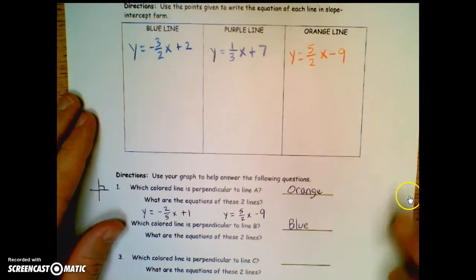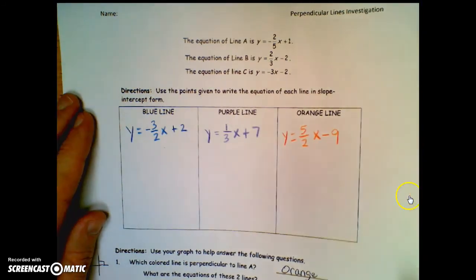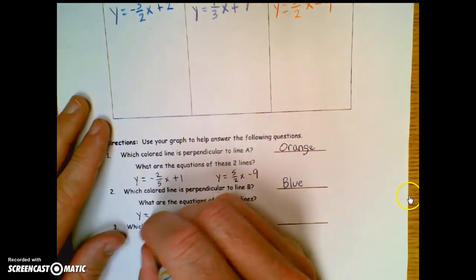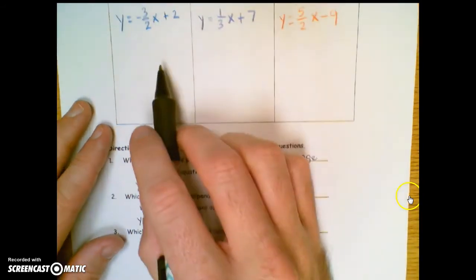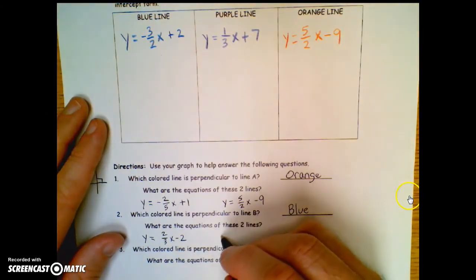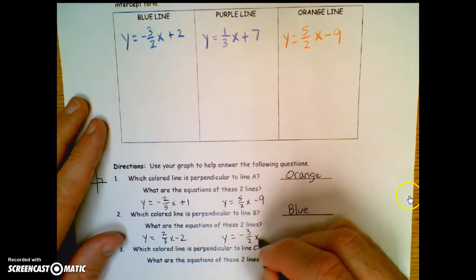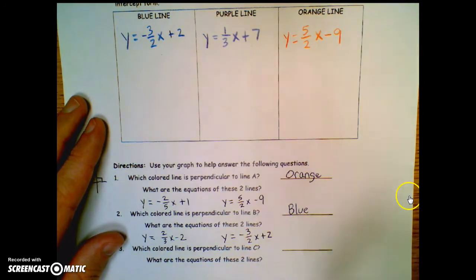And our two equations here: line B is y equals 2/3 x minus 2, and the blue line is y equals negative 3/2 x plus 2. Again, think about the relationship between the slopes and see if you notice anything just yet.